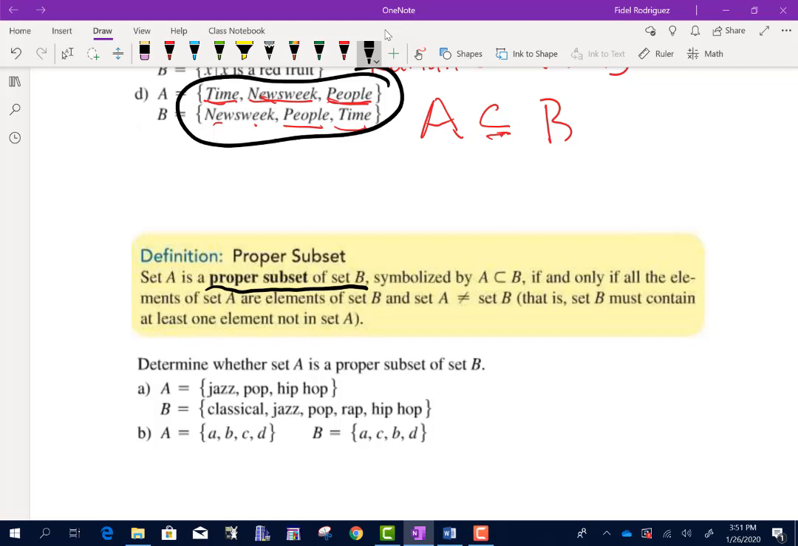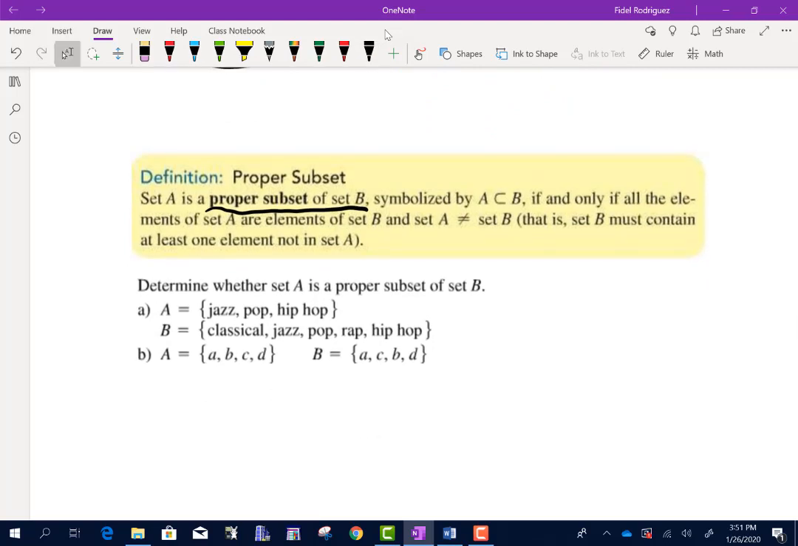All right, so let's see if we understand what this means. Is A a proper subset of B? So first off, is jazz here? Yes, it's in both. Pop, I need to find pop over here. Hip hop? Yes, hip hop.